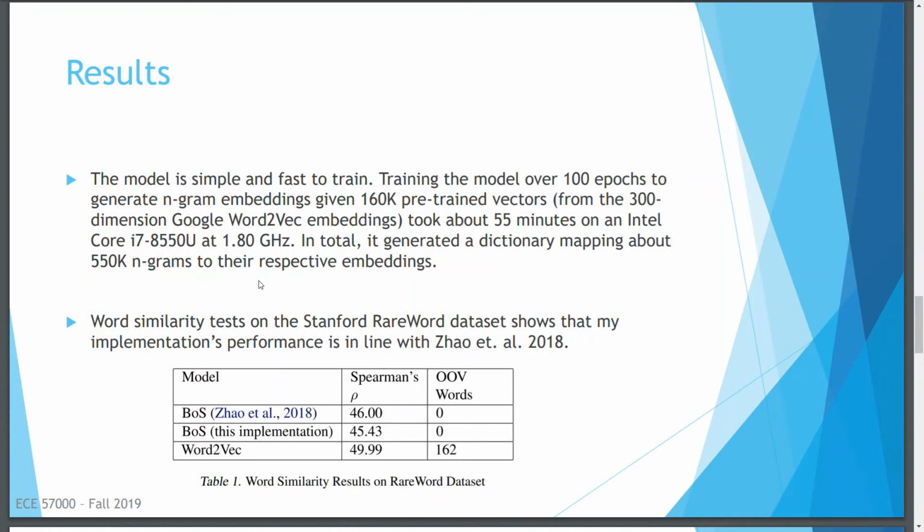I also ran word similarity tests on the Stanford Rare Word dataset, which shows that my implementation's performance in word similarity tests is in line with the original implementation, and just a bit below word2vec, but word2vec did find 162 words that it could not find an embedding for, and that's exactly where my model excels.